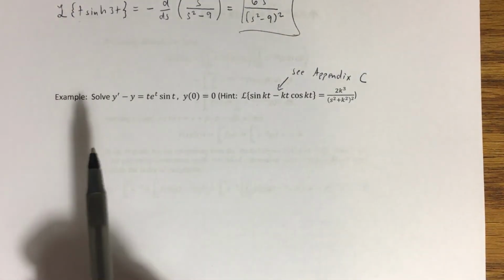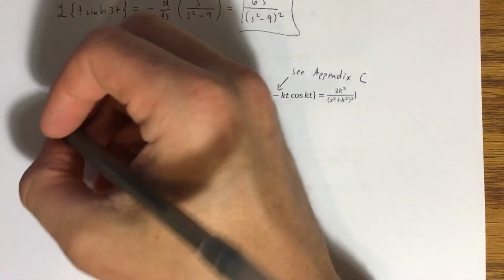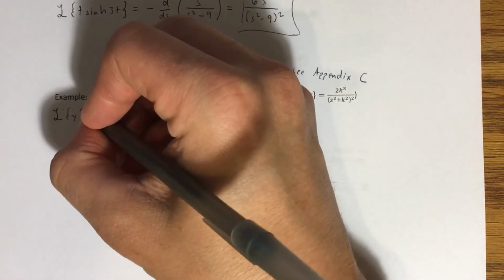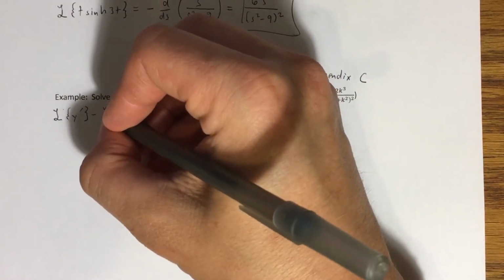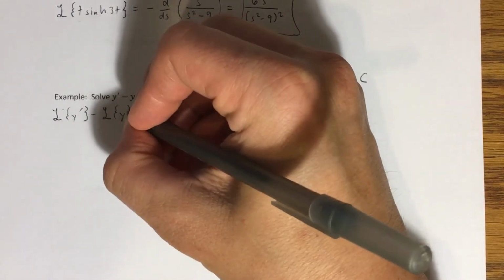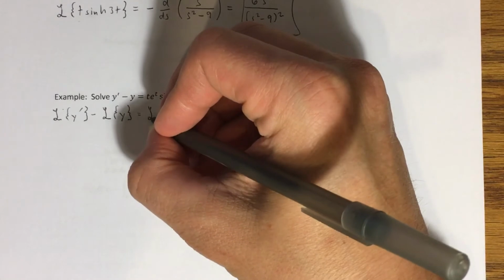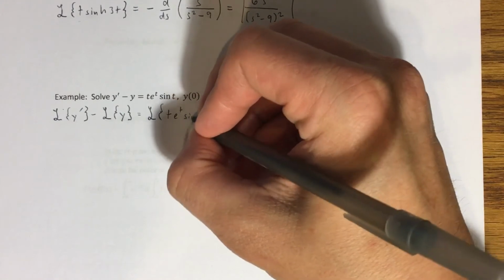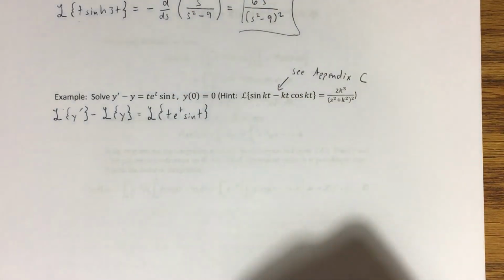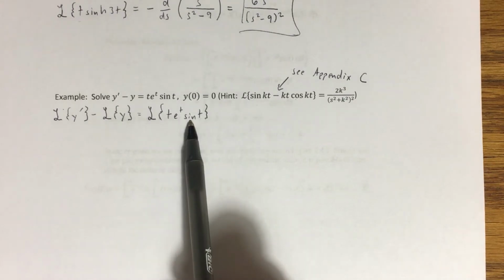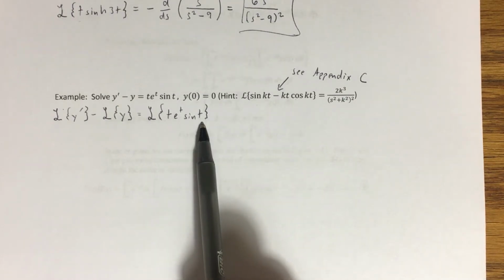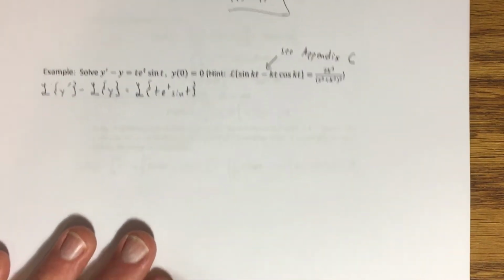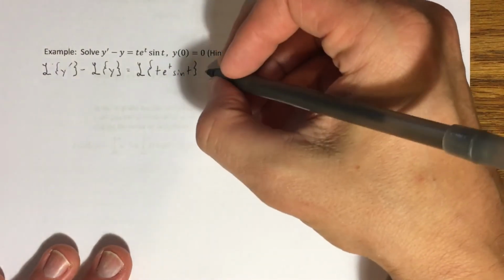Okay, so I'm going to solve this using Laplace transforms. I'll take the Laplace transform of both sides, and we're going to get this. The Laplace transform of y prime minus the transform of y equals the Laplace transform of t e to the t sine of t. Okay, and notice what we have here is the Laplace transform of t times a function of t. And so this is where we can use this theorem up here. Again, it's t to the first power, so in that theorem, it's like the case where n is equal to 1, just like what we did before.